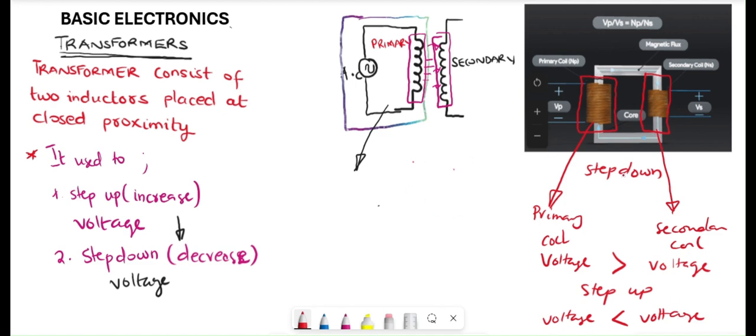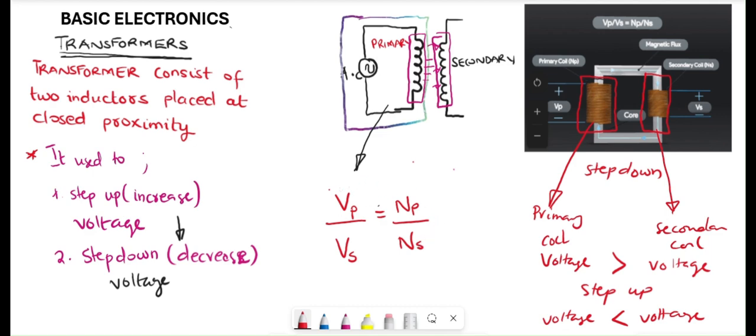Now, whether it's going to be a step up or a step down, it depends on the number of turns in the coil. So there is this formula we use to determine the voltage that will be supplied to each coil depending on the number of turns they get. The formula is the primary voltage divided by the secondary voltage is equal to the number of turns in the primary coil over the number of turns in the secondary coil.